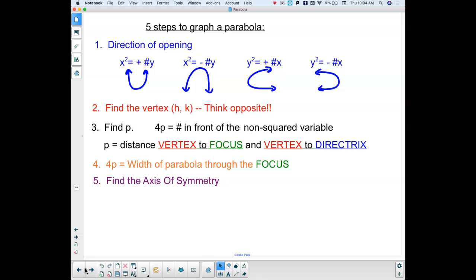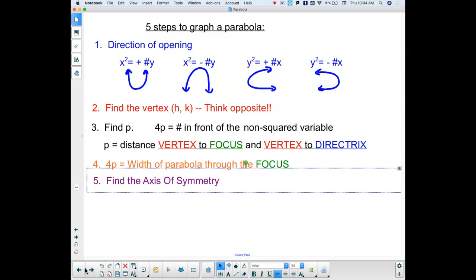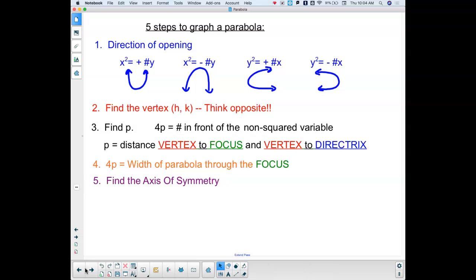All right, so this is where we ended up yesterday. We shrunk it down a little bit so that we could fit it in. First thing, if we're graphing a parabola, and today we are going to be graphing parabolas, we need to figure out which way it opens.